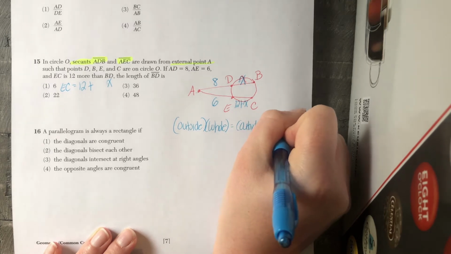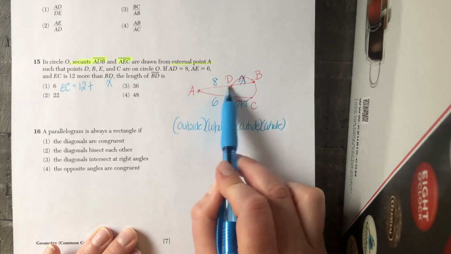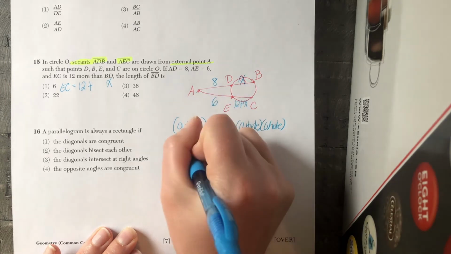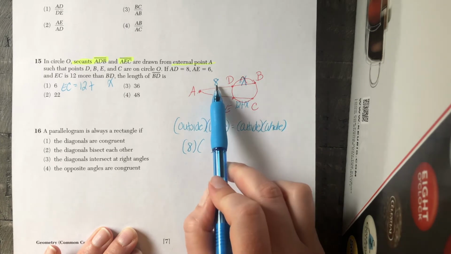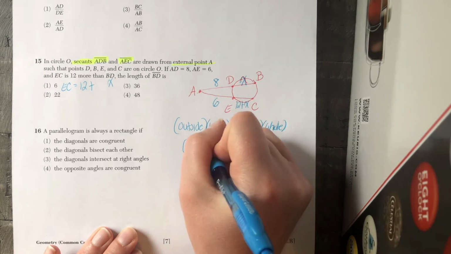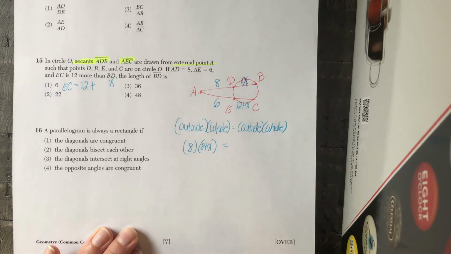All right. So if I look at the secant up top, ADB, I can see that the outside section is 8. So I'm going to fill that in. So it's going to be 8 times the entire line segment. So 8 plus X is just going to be 8 plus X, right? Those don't combine. And now I'm done with the left-hand side, moving on to the right-hand side.